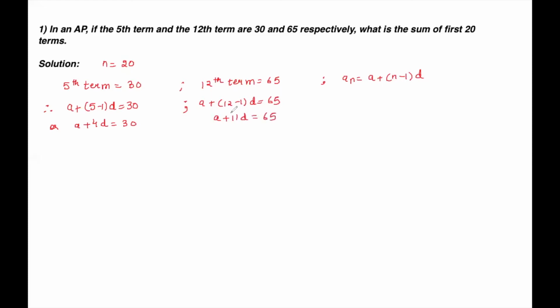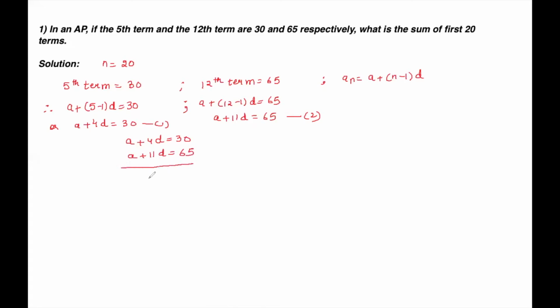Okay, now see, we don't have the value of a and we don't have the value of d, right? And in order to find the sum of the first 20 terms, we need to have the values of a and d. Now see, I have two equations and I have two variables, one is a and one is d. So by using both the equations, I can find the values of a and d. Okay, so let's solve both the equations. This is the second equation.